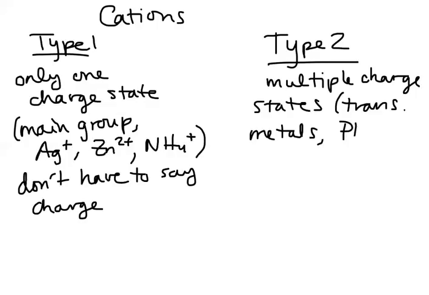Lead and tin. Yes. So lead and tin and the transition metals, except for silver and zinc, all of these have multiple charge states. If you just say lead, a chemist can't figure out what that charge is supposed to be, because you look at the periodic table, you don't know. You have to specify which charge state of lead it is. And so how do we specify that? Roman numerals and parentheses.